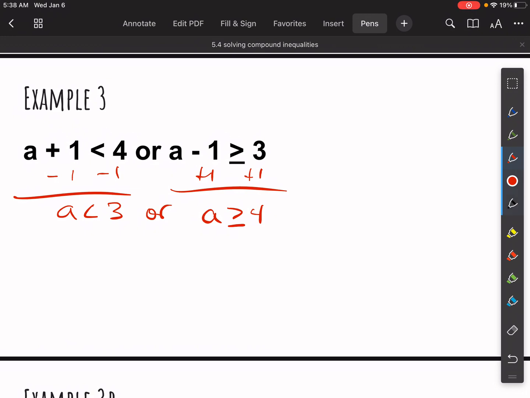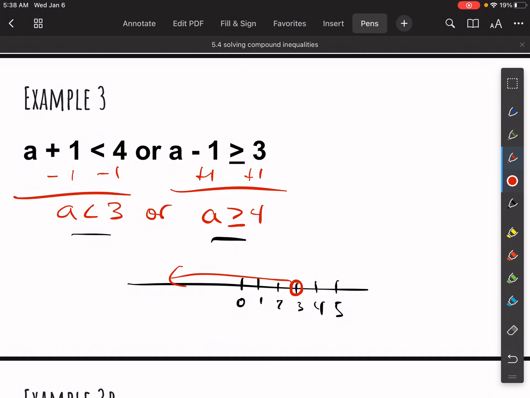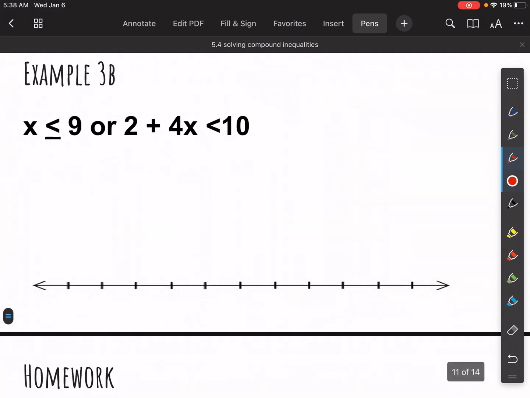Okay, so what does that look like on a number line? I don't know why I don't give you a number line here. So we have 0, 1, 2, 3, 4, 5. I like to go a little bit on either side of whatever I'm dealing with, 3 and 4 here. So it says a is less than 3. Okay, so at 3 we're going to have an open circle. We're going to be going this way. And it says or it's greater than or equal to 4. Closed circle at 4, going off that way.